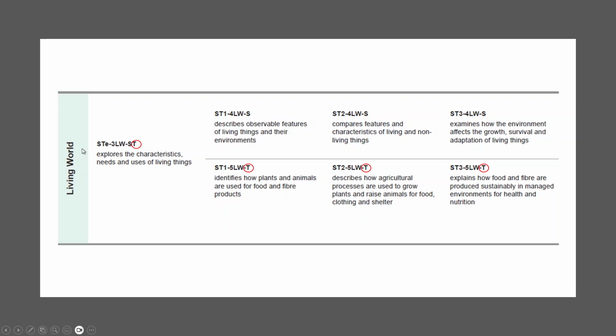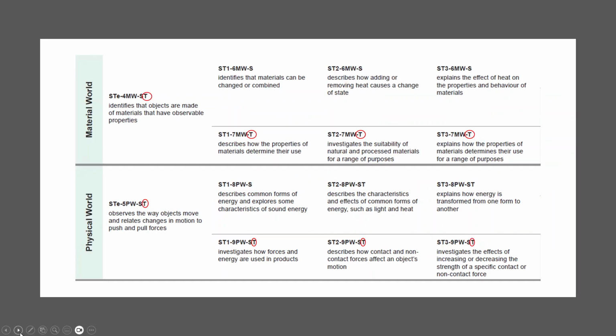So we can see it in the living world as well. The technology aspects tend to come through here. This is more agricultural technology. So it's not the digital technology aspect. So you do see that variant component where it identifies how plants and animals are used for food and fibre products. So the agricultural side of things is in living world, but it is not digital technologies. It's a separate component, but still very important.